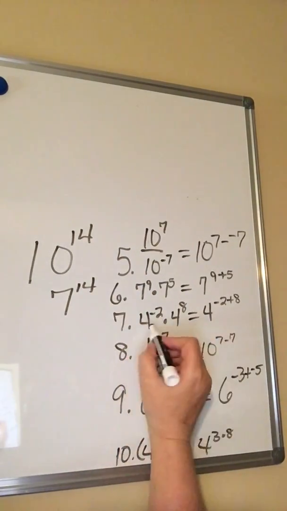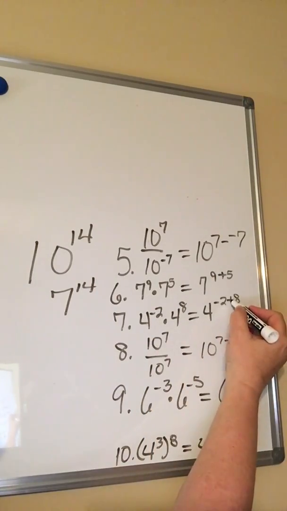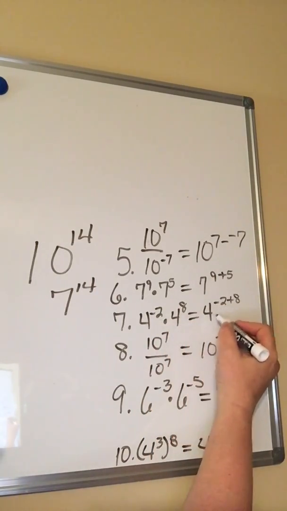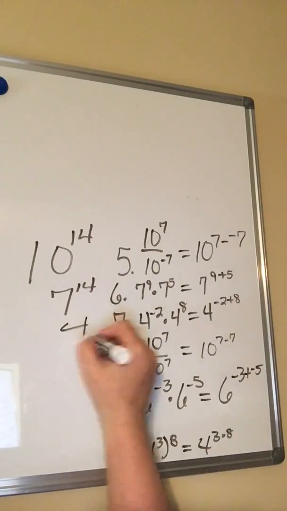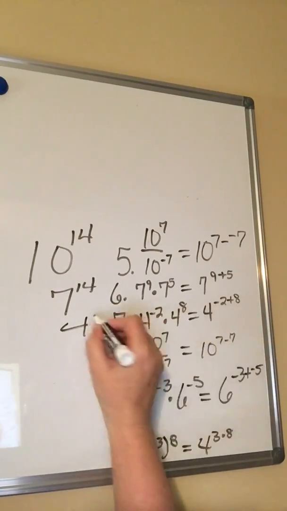Number 7, we are multiplying. So again, we're going to add the exponents, same base, keep the base, add the exponents. Negative 2 plus 8 is 6.